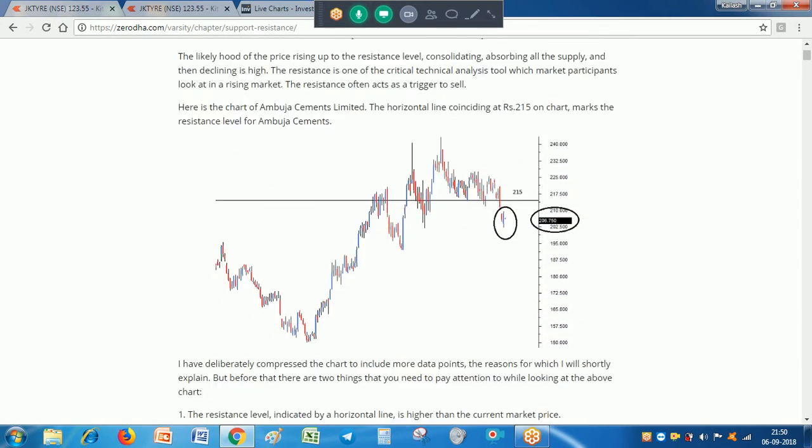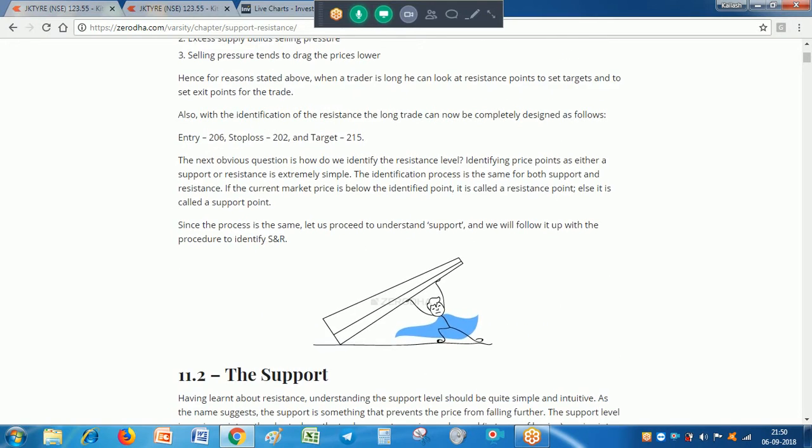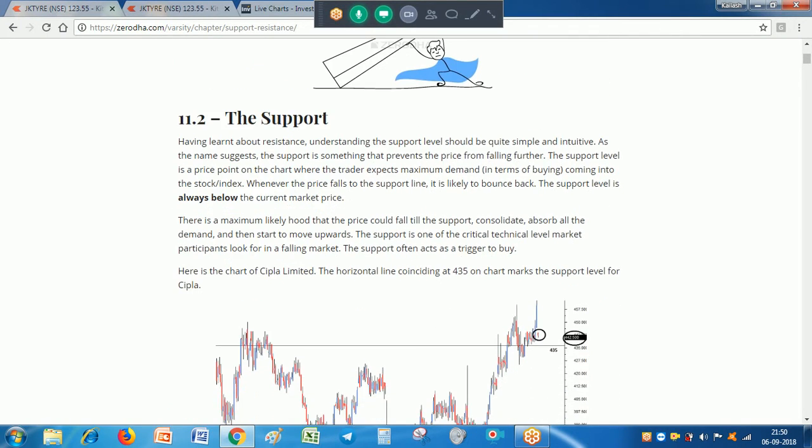First they have given the concept of resistance. Now we are on this page of support. As the name suggests, that is support. Support is something that prevents the price from falling further. The support level is a price point on the chart where the trader expects maximum demand in terms of buying. Demand here means buying. Maximum buying is coming into the stock or index. So this is the simple meaning of the term support.